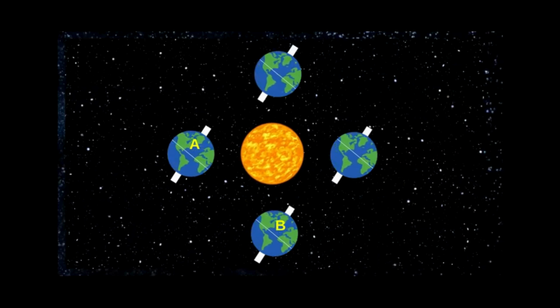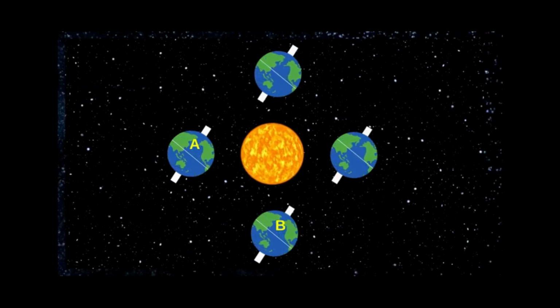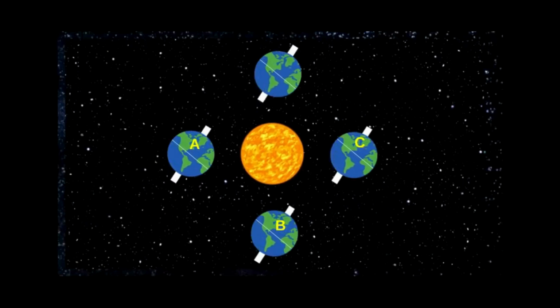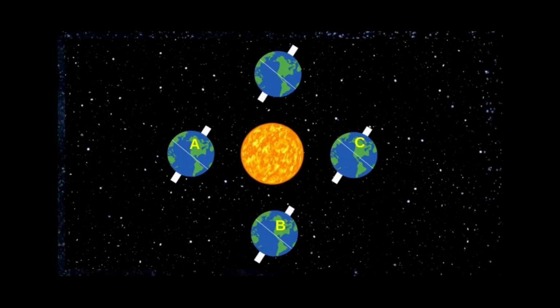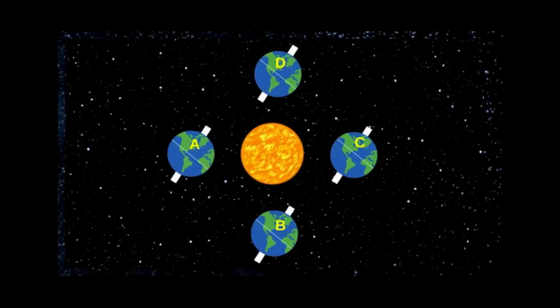So the next spot we're going to go is to B. If A is summer, the very next thing would be fall. So B would be fall. If we go again, that would now be winter. And if we go one more time, we're at spring.